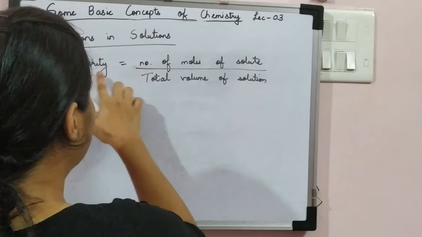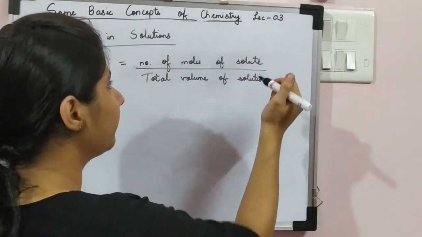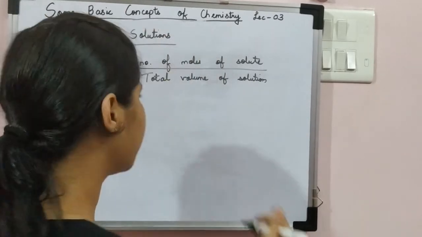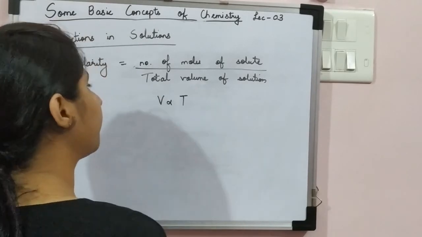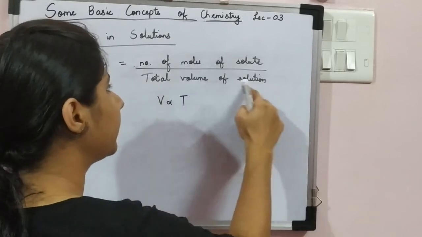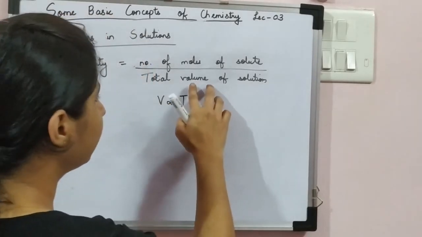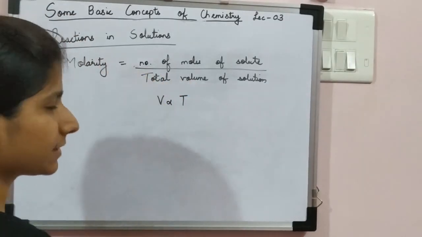Now in molarity, the volume of the solution is taken, so the denominator has a volume factor. We know that with temperature, volume changes. Volume is directly related to temperature. When the temperature is increased, volume will increase. So with increase in temperature, the denominator increases, and overall the value decreases. Okay.